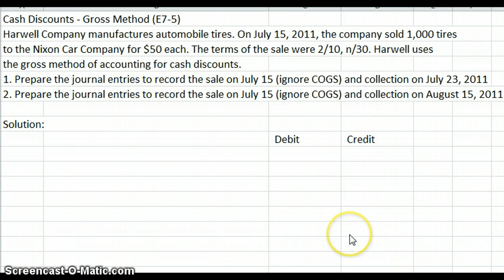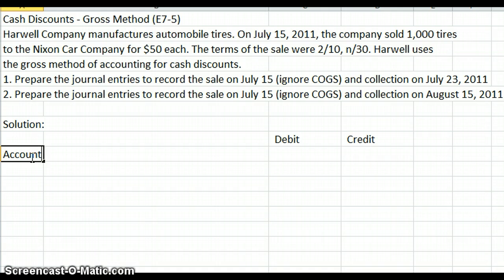On July 15th, the company sold 1,000 tires to Nixon Car Company for $50 each. The terms of the sale were 2/10 net 30, and Harwell uses the gross method of accounting for cash discounts. So first we want to prepare the entries to record the sale on July 15th, and then the subsequent collection on July 23rd.